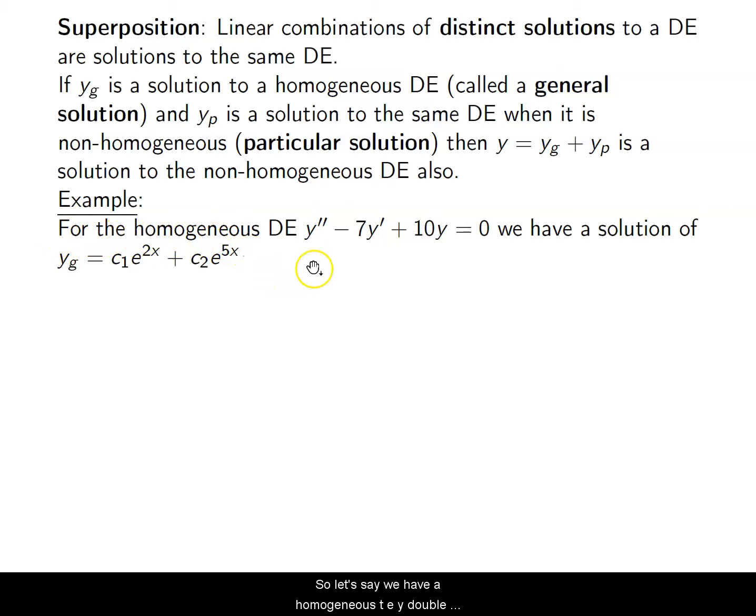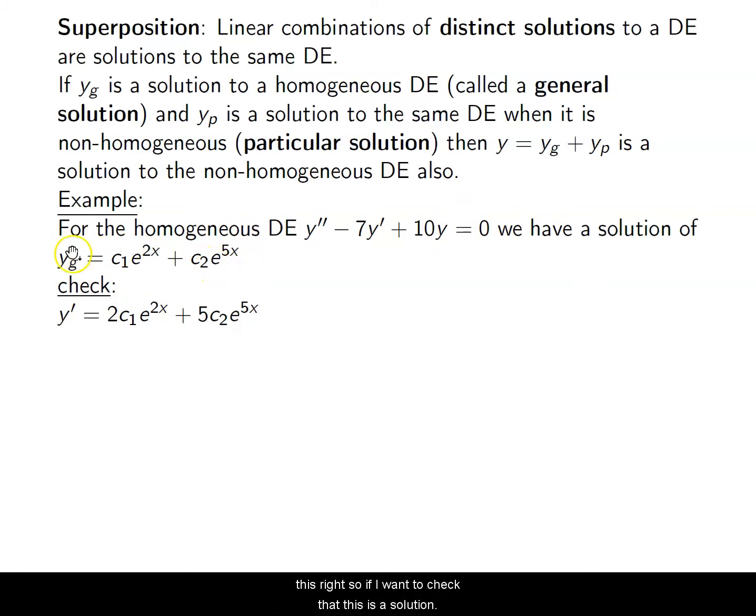So let's say we have a homogeneous DE, y double prime minus 7y prime plus 10y equals 0. It's going to have a solution of yg equals c1 e to the 2x plus c2 e to the 5x. Now you might say, how do I know that's a solution? Well, we're going to check. I'm just giving it to you, right? This chapter 4 is all about finding solutions to things like this, right?